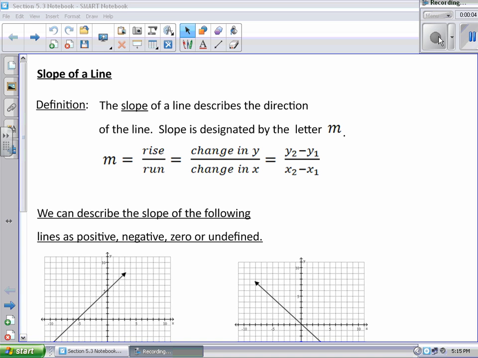This is Lisa. In this video, we'll be talking about the slope of a line. As a definition, the slope of a line describes the direction of the line. Slope is designated by the letter m.